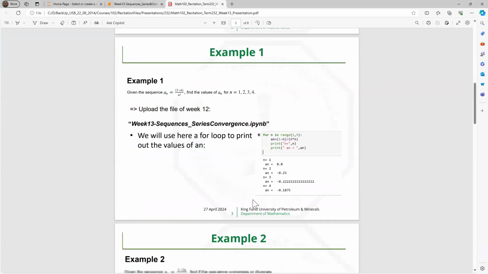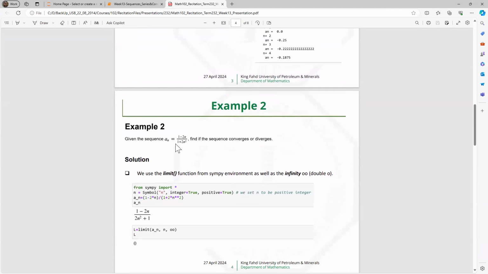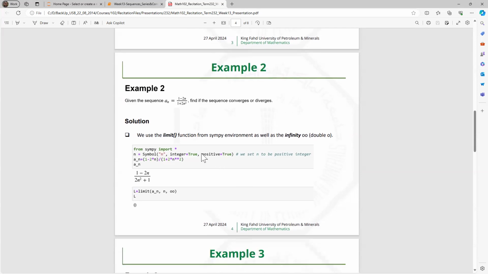That's very easy. Example 2, we have again a sequence such that a_n is equal to 1 minus 2n over 1 plus 2n squared. And we'd like to see if this sequence converges or diverges. So what we'll do, here we use the limit command. We use the limit function from SymPy as well as infinity, which is the double O. So you have to recall this. If you want to call infinity within the limit command, don't forget that it's a double O, without space between the O's. So from SymPy, we import everything using the star.